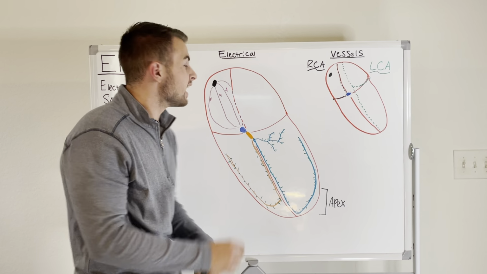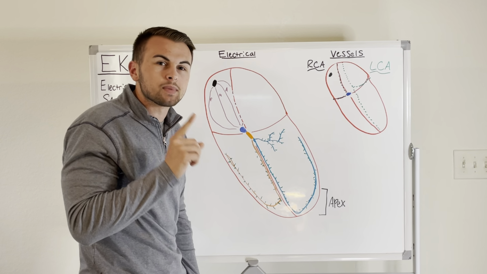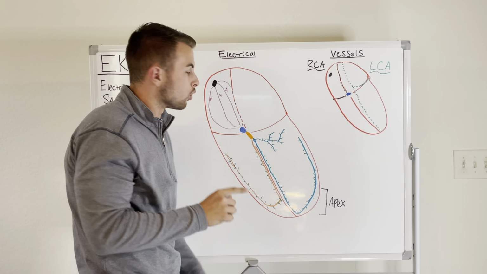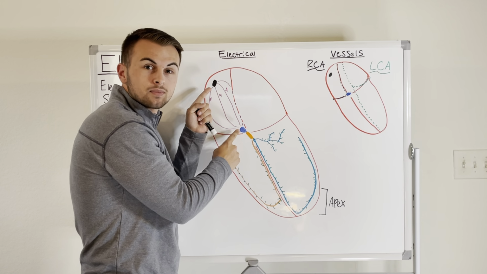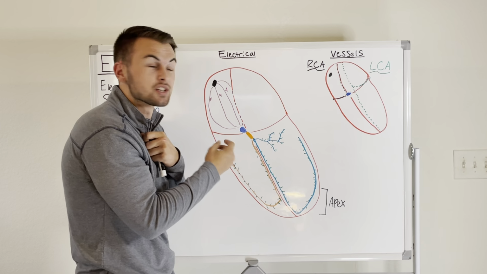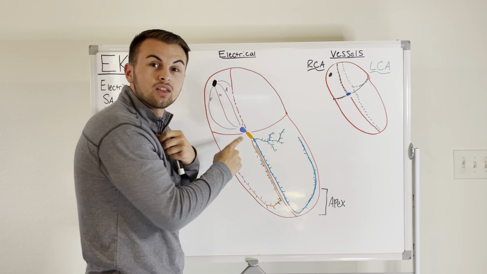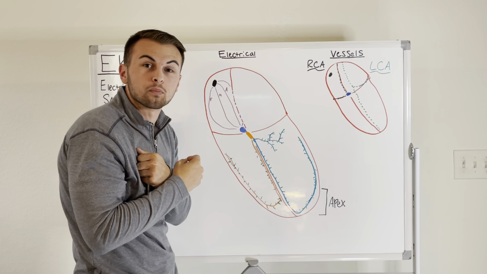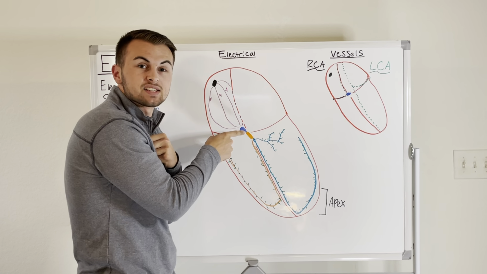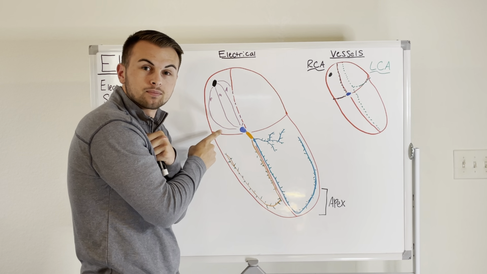Next, we have the internodal pathways. Think, inter means between, and nodal means nodes. These internodal pathways are the connections between the SA and AV nodes. There are three internodal pathways: the anterior, the middle, and the posterior.